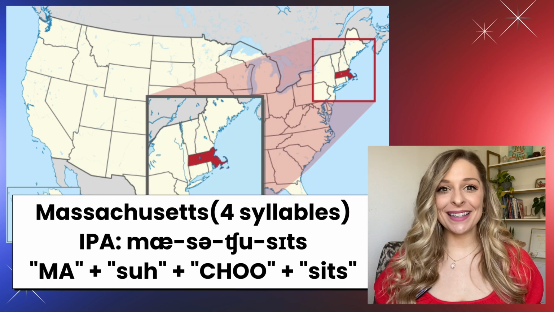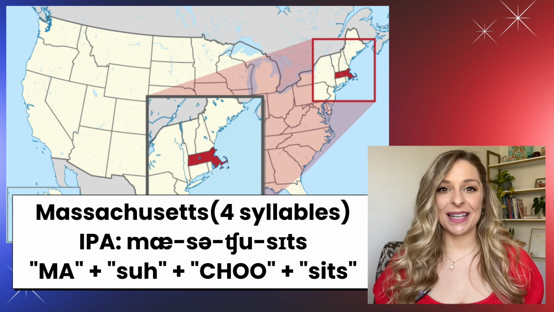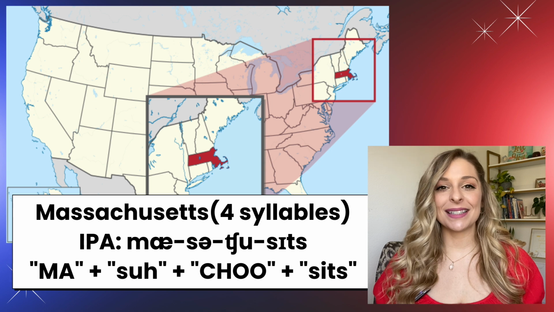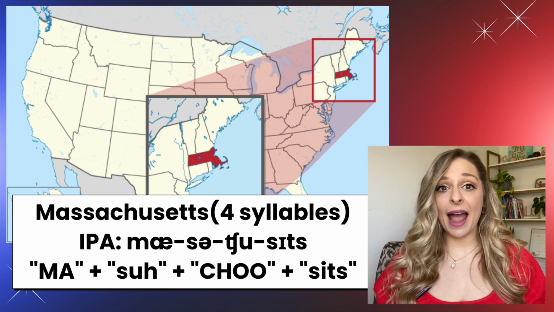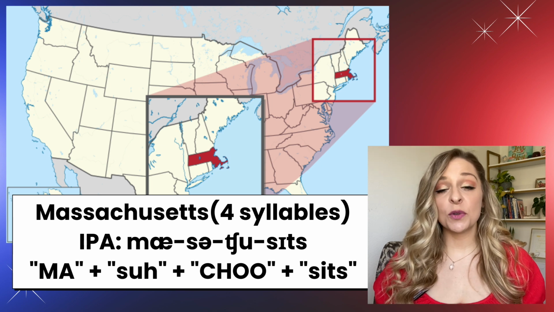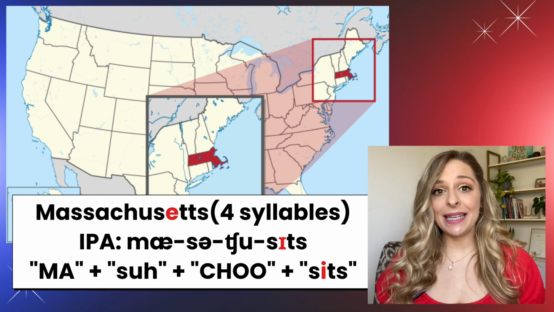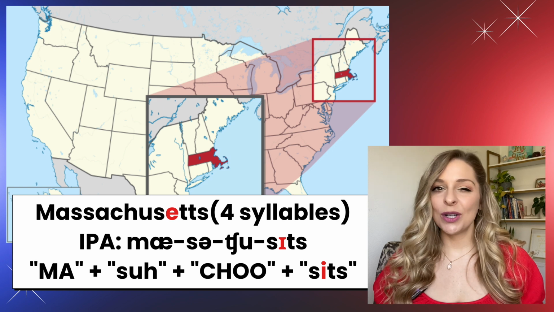Number 21, another really frequent request was Massachusetts. Now, even though this one is kind of difficult to spell, the spelling actually reflects the pronunciation pretty closely. The only small difference between the spelling and the pronunciation is at the end where we see an E. Instead of saying Massachusetts, we don't quite say that.